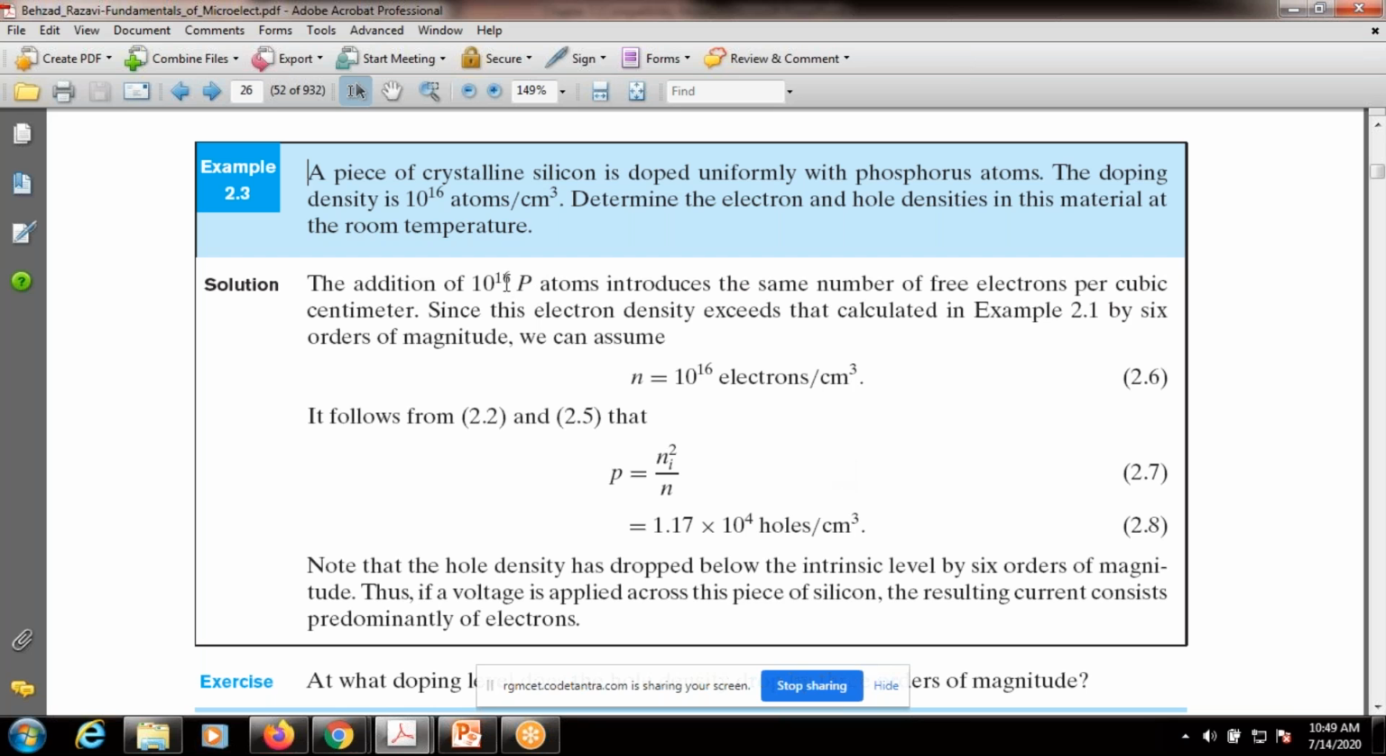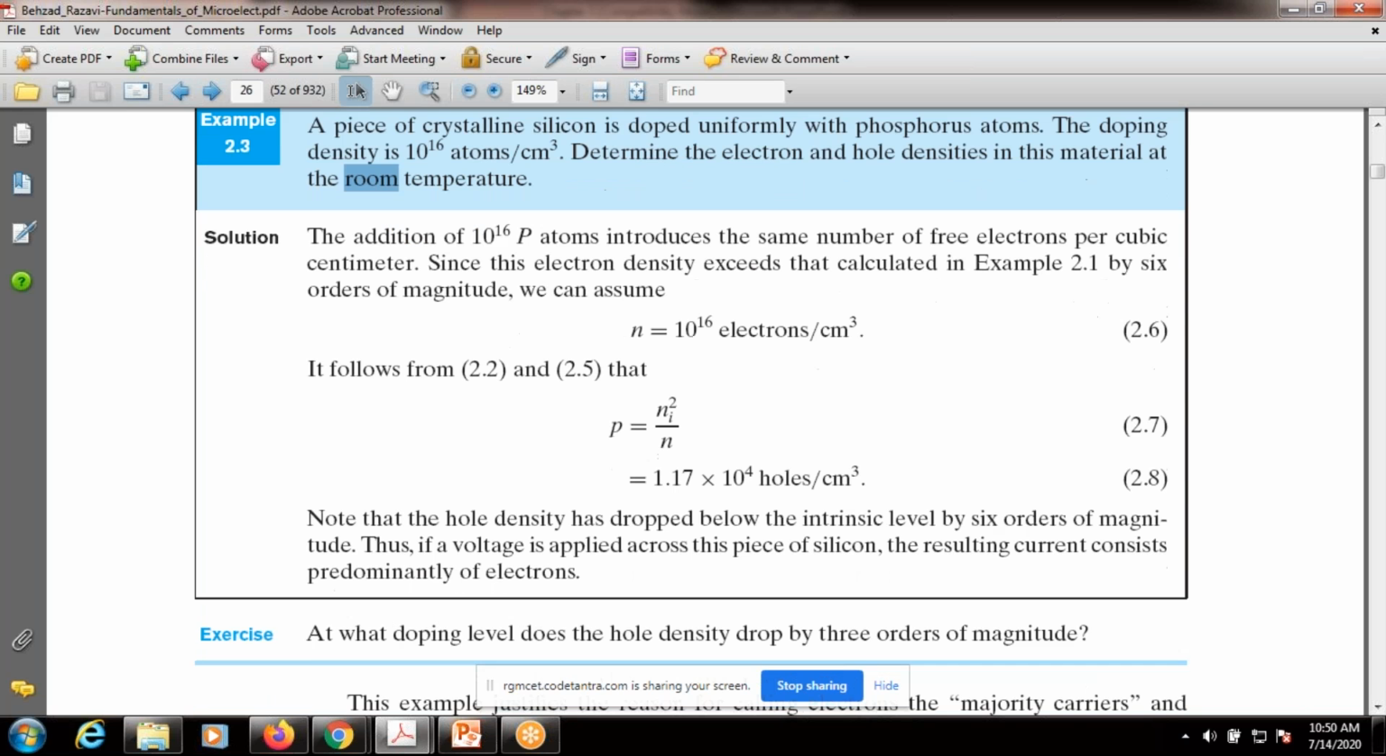With some doping. Here I change this: instead of room temperature, I can change the value to 600 Kelvin or 1200 Kelvin. Already you have the values, right? Suppose I give 10 power 16 phosphorus atoms. Instead of room temperature, suppose 1200 or 900 Kelvin, I can ask you to calculate the number of holes, right? I can give this in the problem.